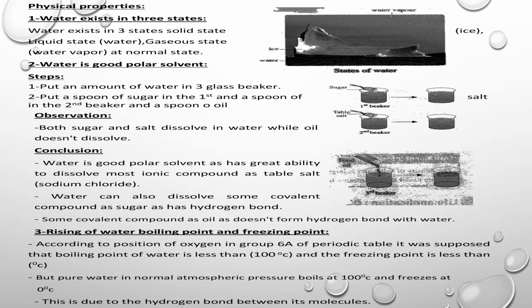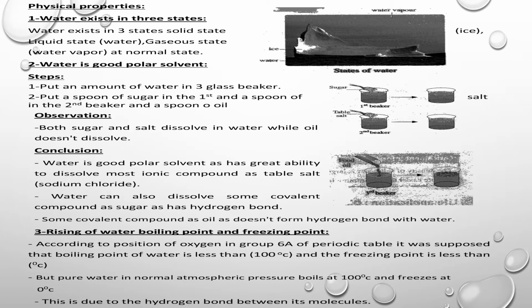For example, if we put an amount of water in three glass beakers, and put a spoon of sugar in the first, a spoon of salt in the second, and a spoon of oil in the third. The observation: both sugar and salt dissolve in water, while oil can't dissolve in water. So we can conclude that water is a good polar solvent for most ionic compounds like table salt, which is called sodium chloride. And water can also dissolve some covalent compounds like sugar, while some covalent compounds can't dissolve in water like oil because it can't form hydrogen bonds with water.